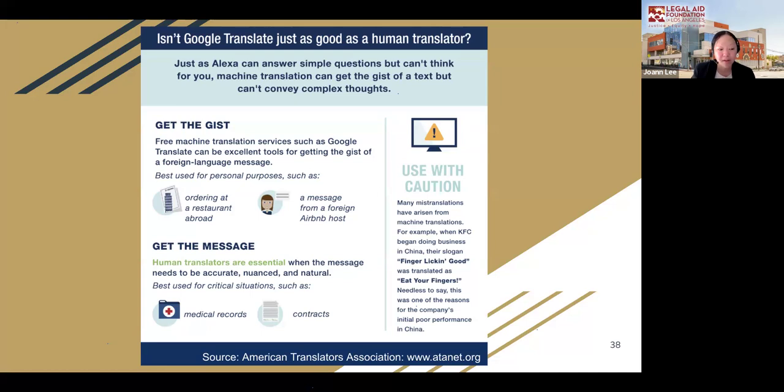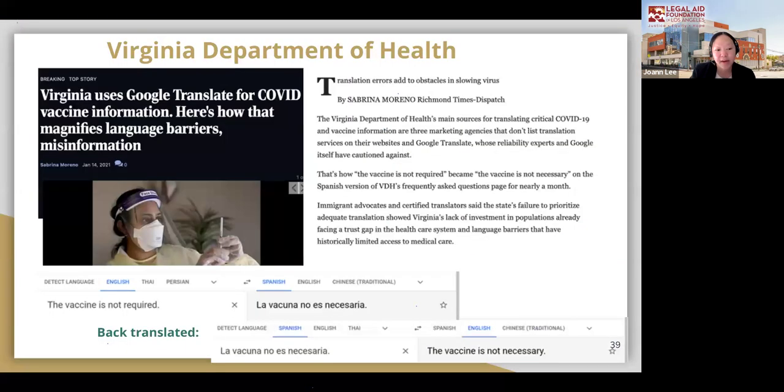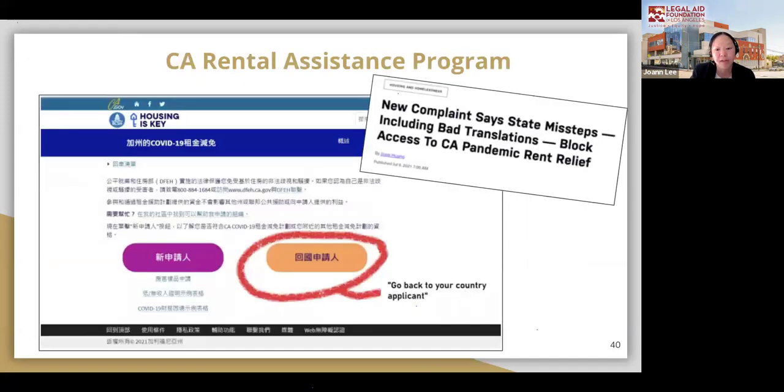We have seen the harm. On the next slide, you'll see an example from the Virginia Department of Health that used Google Translate for Spanish, letting folks know that the vaccine during the pandemic was not required, and it came out as saying the vaccine is not necessary. So it created a lot of harm within communities that were already mistrustful, and this was literally a matter of life and death. Here in California, on the next slide, there is an example with an emergency rental relief program where the button for back said, "Go back to your country, applicant," after using Google Translate.